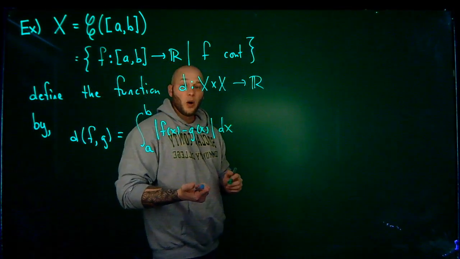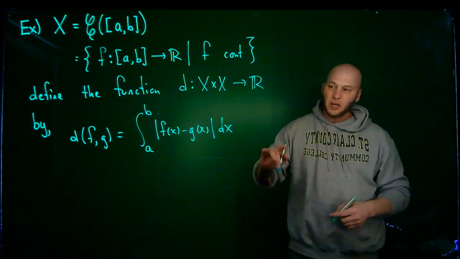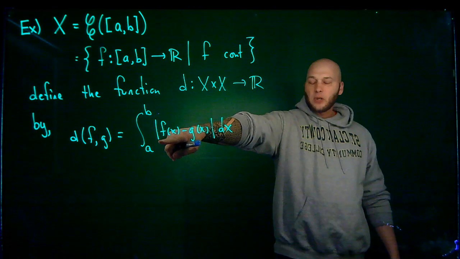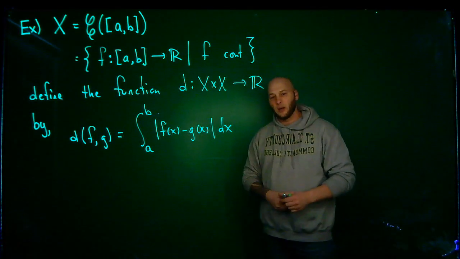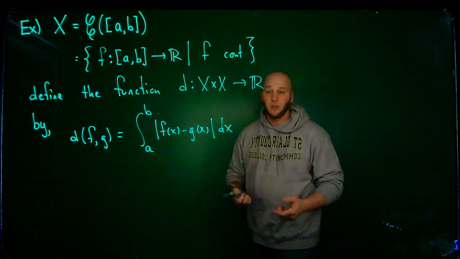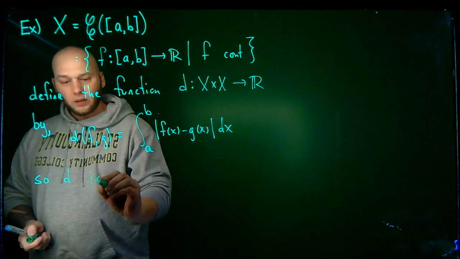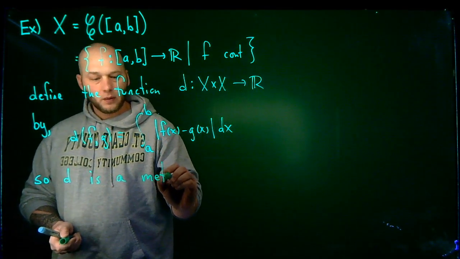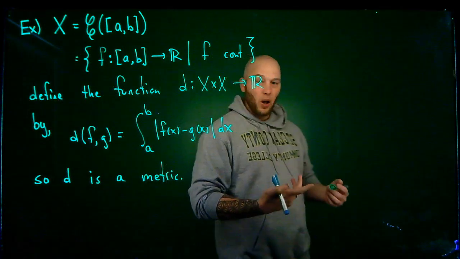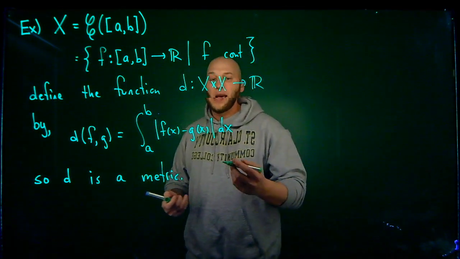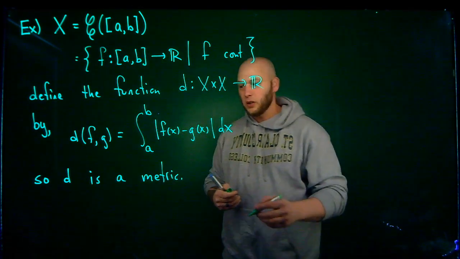And first and foremost, notice that if I plug in f comma f, the value is 0. Certainly it's symmetric. And then using the absolute value, which has a triangle inequality, we can show that this metric has the triangle inequality as well. So pretty quickly we see that it is, in fact, a metric. So d is a metric. From that metric, we can then construct the epsilon balls around every one of these functions, and hence induce a topology on this particular set of continuous functions.